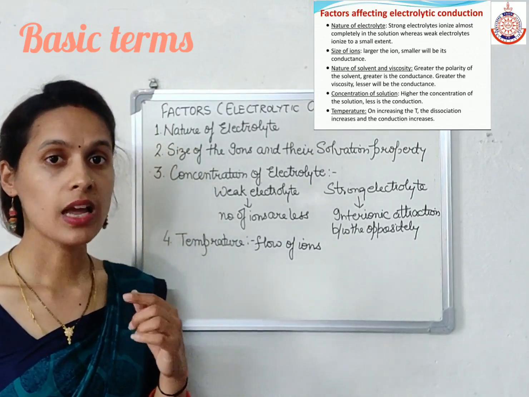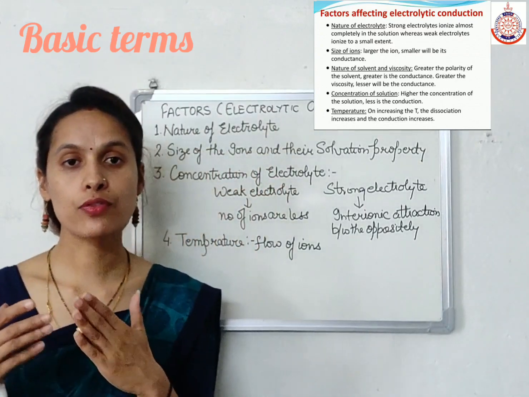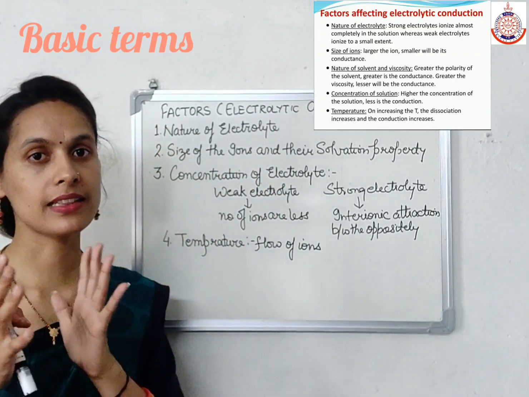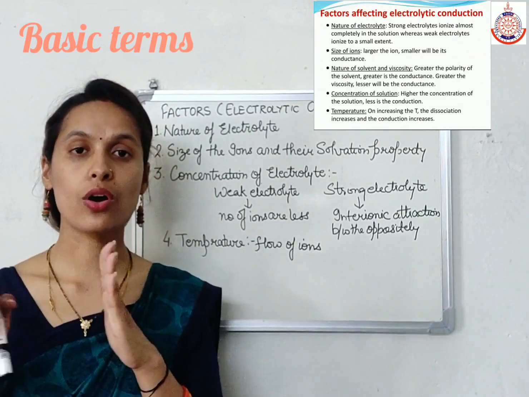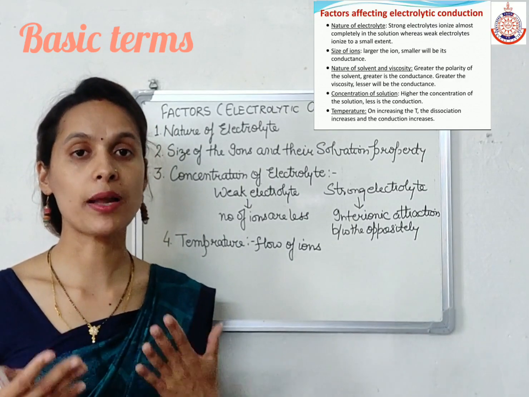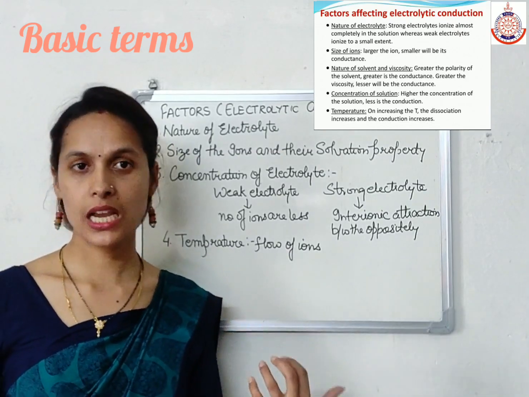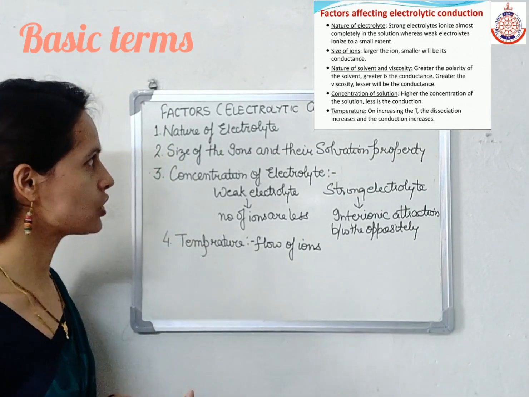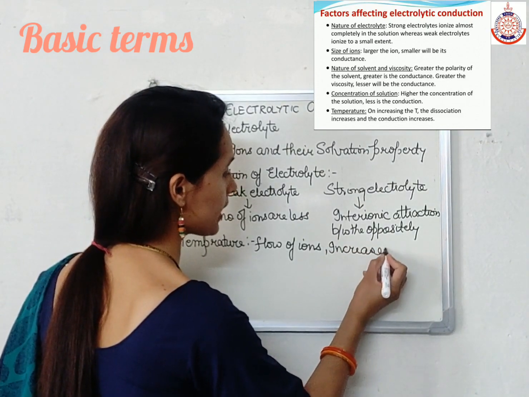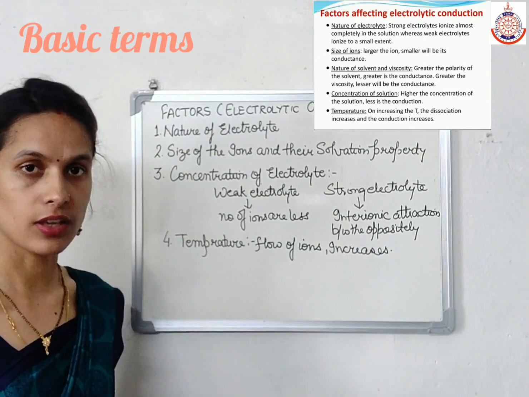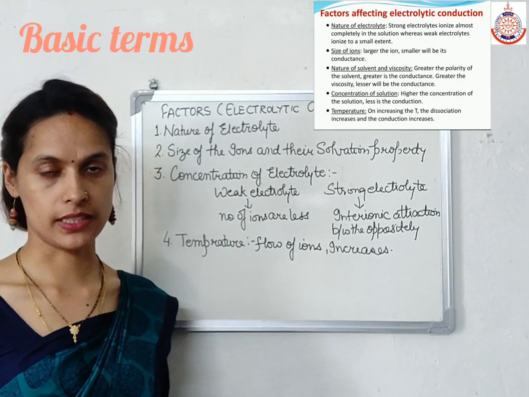And because of this, in the summer season, the flow of electricity is less in the wires. Why? Because of the high kinetic energy of the metal ions, because of the greater vibration of the metal ions, which creates a hindrance in the path of the movement of the electrons. So with increase in temperature, electrolytic conductivity increases, but electronic conductivity decreases. So these are the factors which affect the electrolytic conductivity.